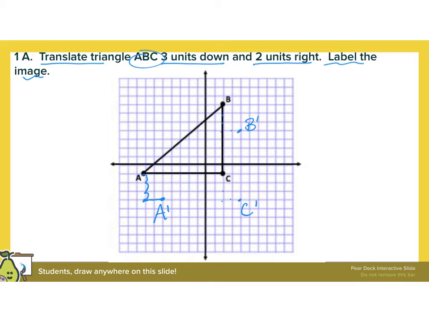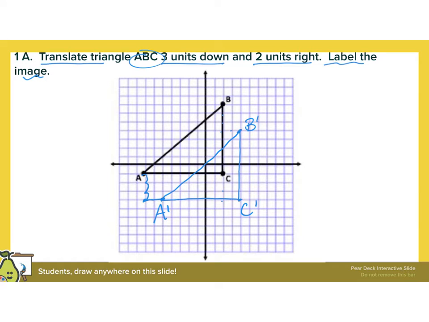B prime. Now, I don't have a straight edge that I can use, so I'm going to do my best to make these lines straight. It's easier on Pear Deck because they have a line function. But this is where your new triangle should be, and all we had to do was translate and label it. So that's it for this one.